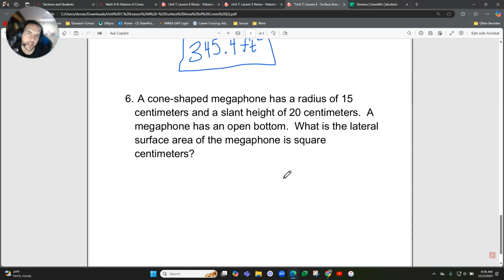All right, last but not least, a cone-shaped megaphone has a radius of 15 centimeters and a slant height of 20 centimeters. A megaphone has an open bottom. What is the lateral surface area of the megaphone in square centimeters? Okay, so this one, that's interesting. This one's only asking us for the lateral surface area.